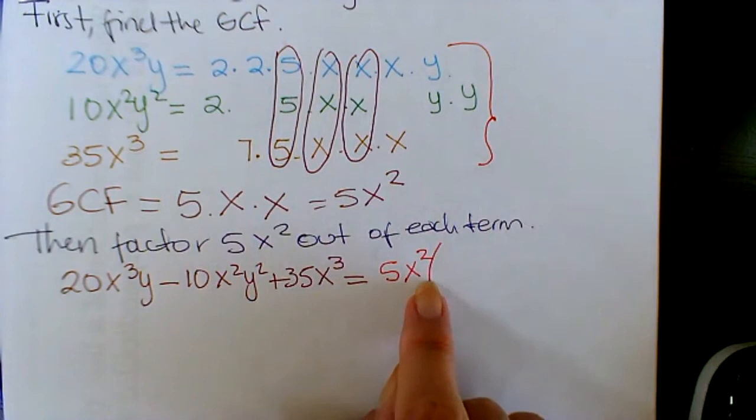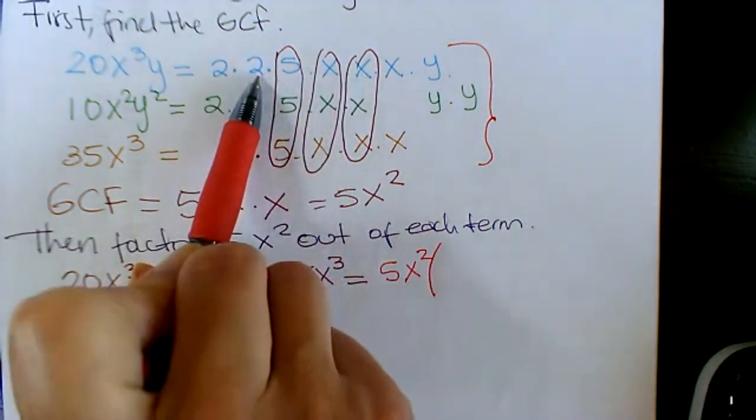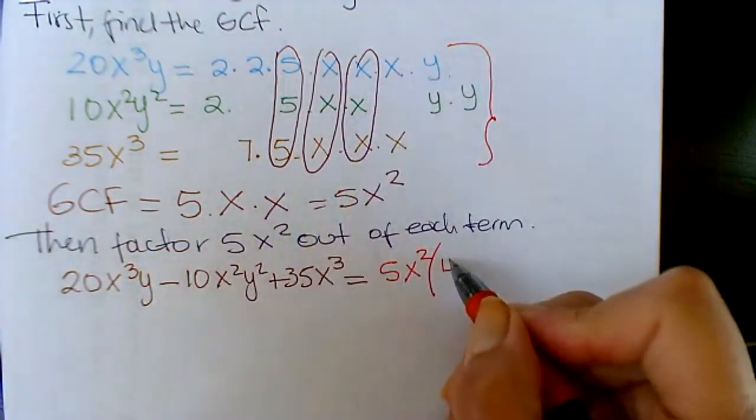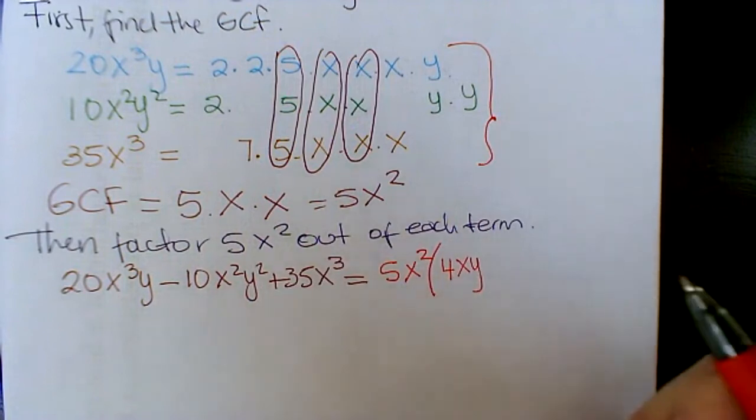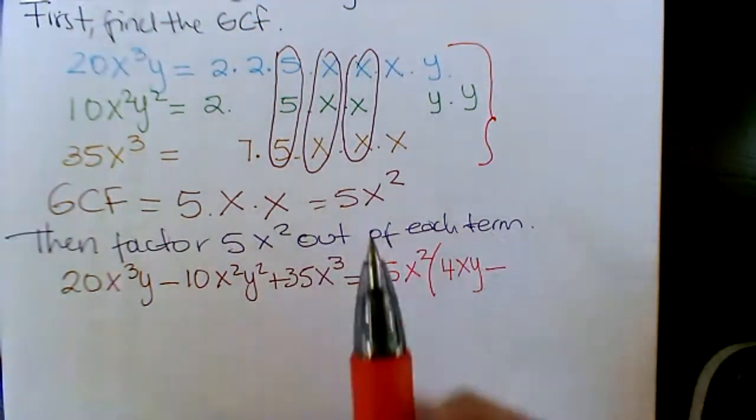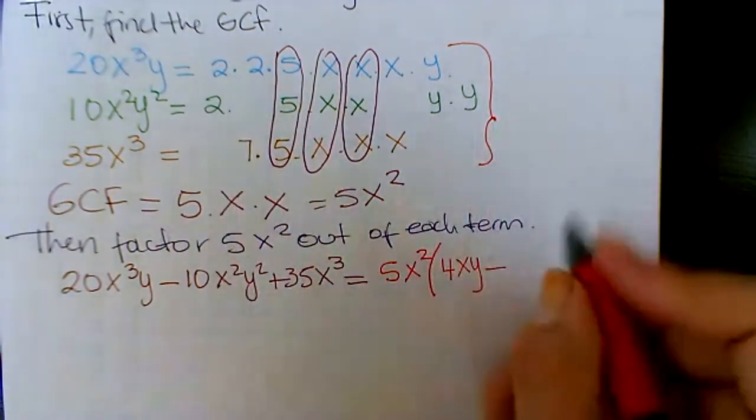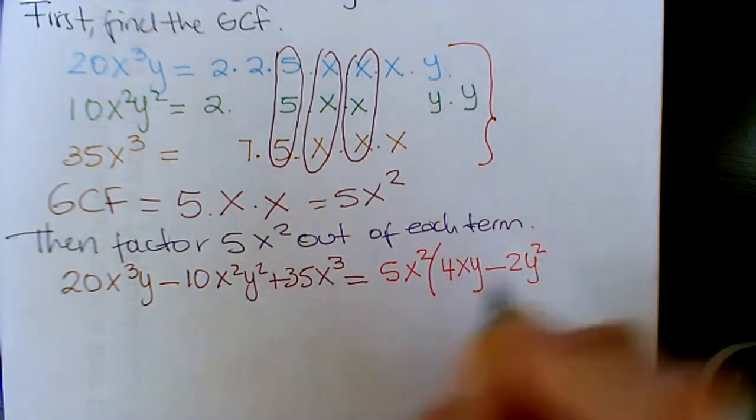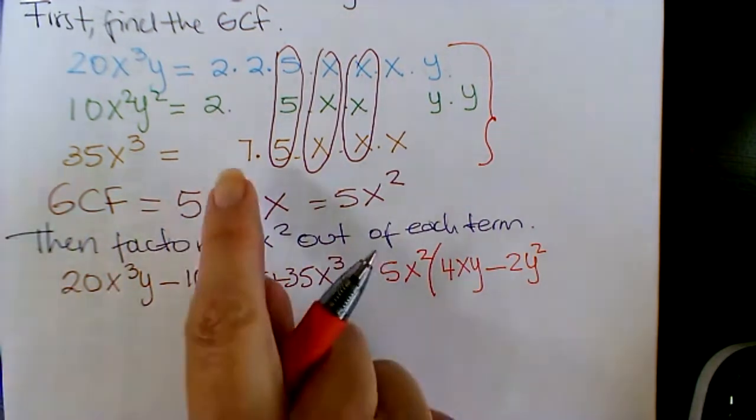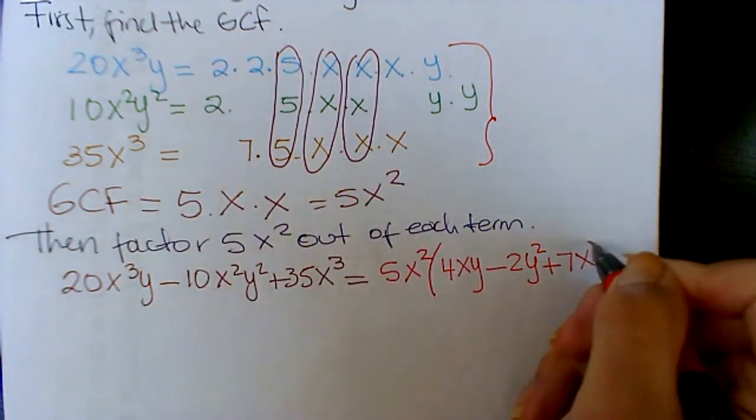So 5x squared, when I take the 5x squared, what do I have left over? I have a 2 times 2, a 4xy. So 4xy. That was what was left over on the first term. Let's go to the second one. The second one, when I took this out, what did I have left? A 2 and a y squared. And on the last one, what did I have left? A 7 and an x, plus 7x.